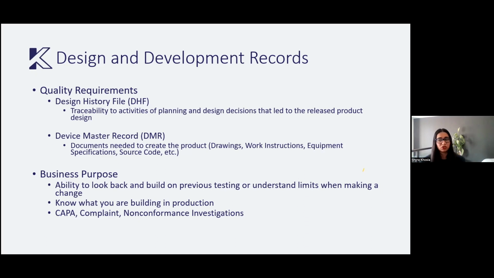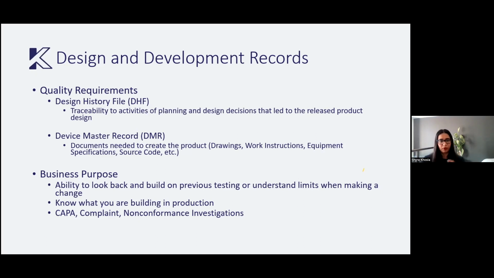So those two things are very, very key and very critical, and generally will always get looked at in an audit, and create a lot of traceability and documentation needs as well. But those really go to support why your product should be on the market and why it should be designed the way that it is. From a business perspective, having all of these records gives you the ability to look back and build on previous testing and understand the limits of what you've designed.